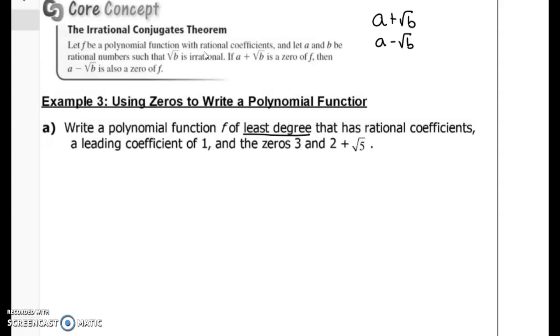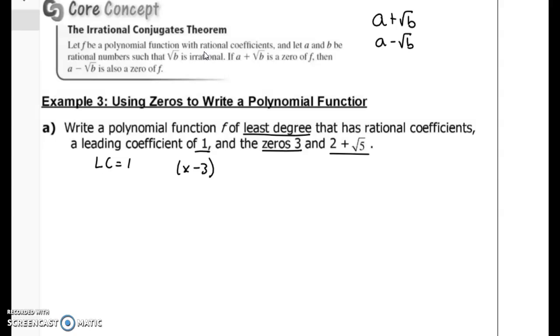It has rational coefficients. It has a leading coefficient of 1. That's important because that tells us what our leading term is, so we won't have to multiply through by a different number. 1 is very basic. Now here one of the zeros is 3. So that tells me that I have a factor that is x minus 3, because that is the factor that gives me a zero of 3.